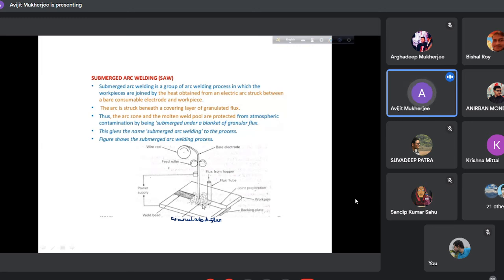And as the welding continues completely under this blanket, it is known as submerged arc welding, submerged under a blanket of granular flux. This is also protected from atmospheric contamination, not by a gaseous shield, but by the blanket of granular flux. We also have a submerged arc welding setup in our workshop, in the Blue Earth machine shop.